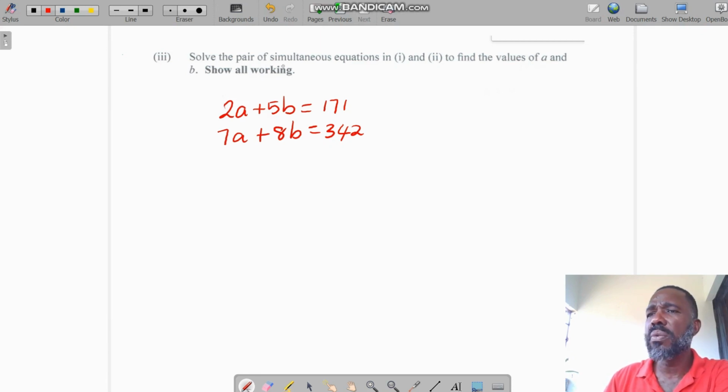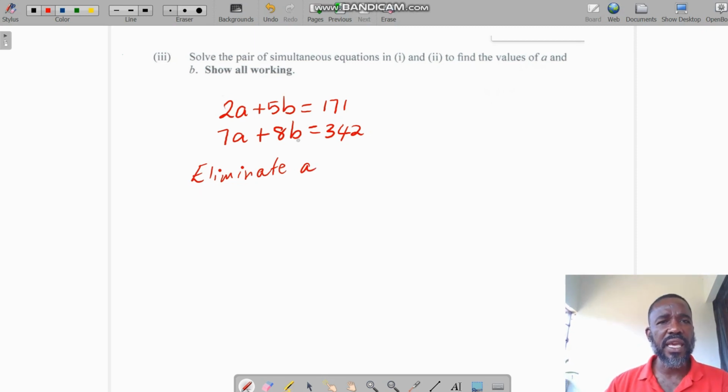So what we are now going to do is solve this pair of simultaneous equations, and we are going to be using the elimination method. In this case, we are going to eliminate A. Since we are eliminating A, we are going to multiply equation 1 by 7, and we are going to multiply equation 2 by 2.